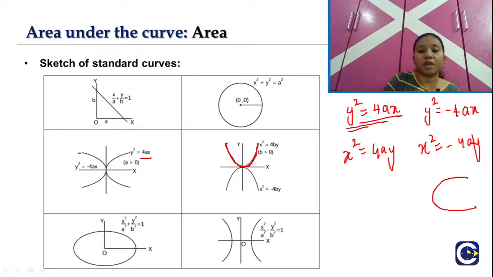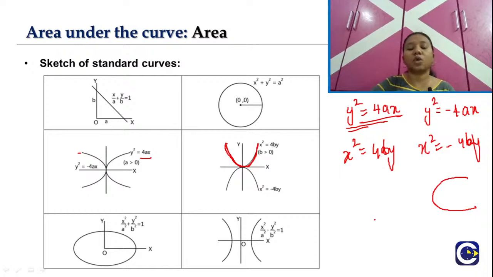So this will be our x square equal to 4. We can write it as b instead of a. So let me take it b. So x square equal to 4by. This will be my parabolic figure of x square equal to 4by. If it's minus 4, that means minus b, then it will be downwards. So by looking at the figure, you can directly do it.